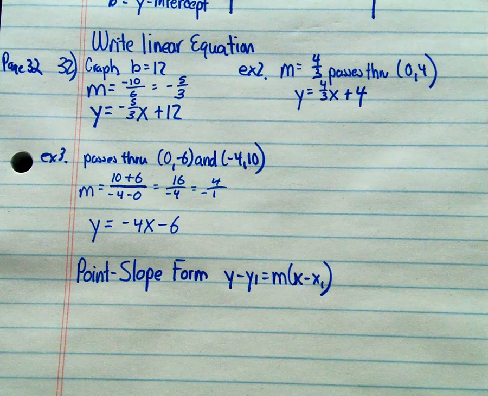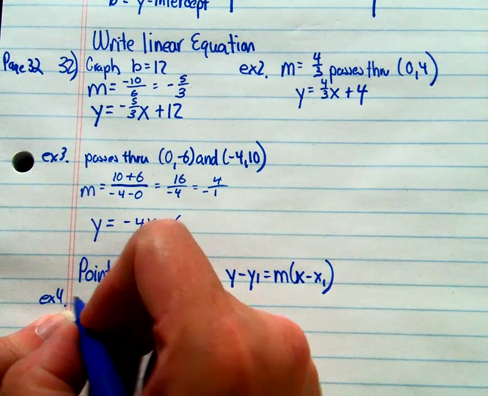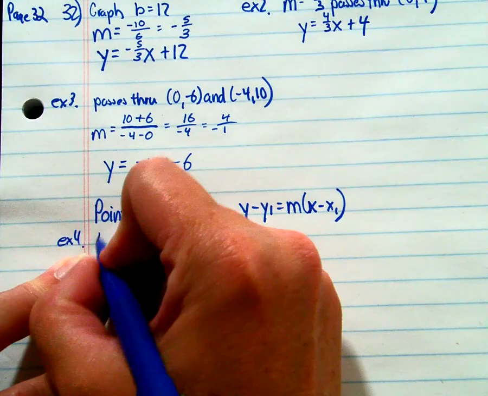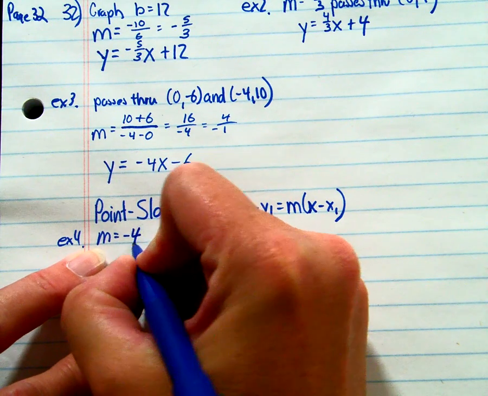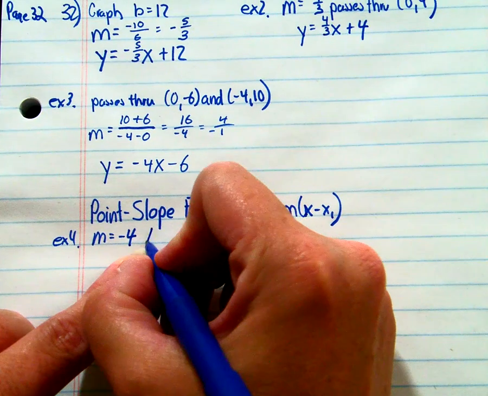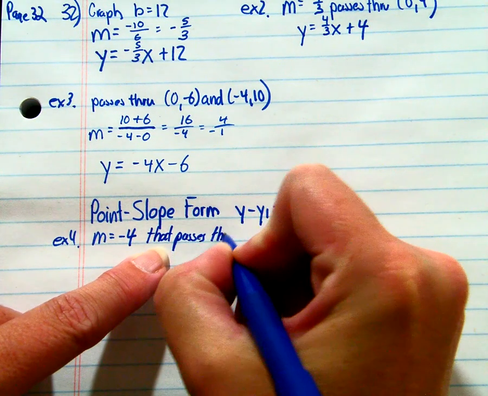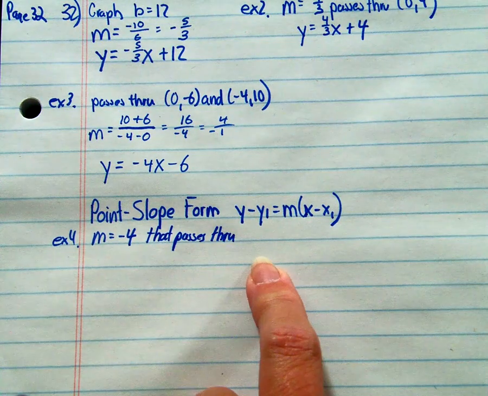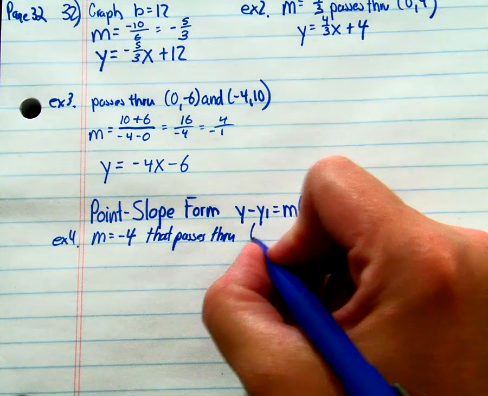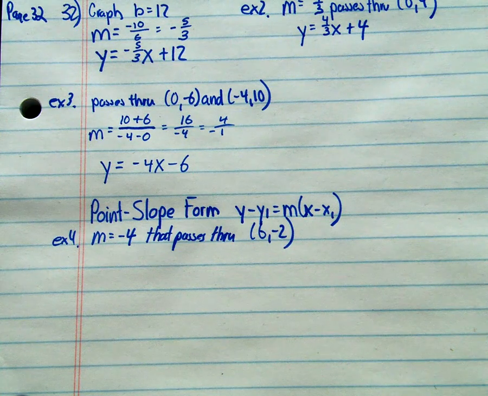All right, so the first example, example 4 here, is going to be, you have an equation. You want to write an equation for a line that passes through a slope of -4 and passes through the point (6, -2). I'm going to ask you to let these words sink into your head. Don't just be letting math words bounce off your face.